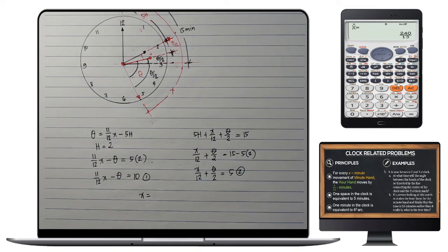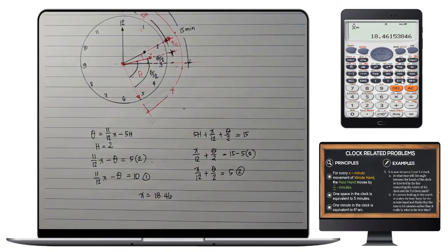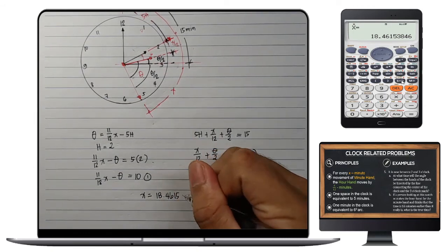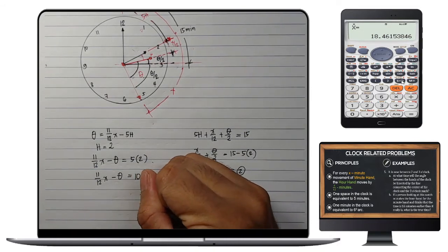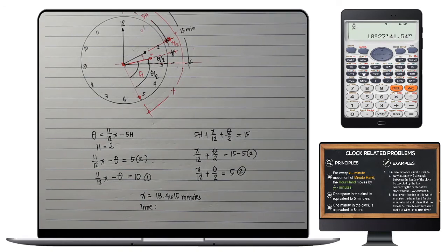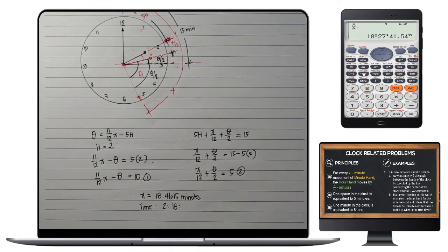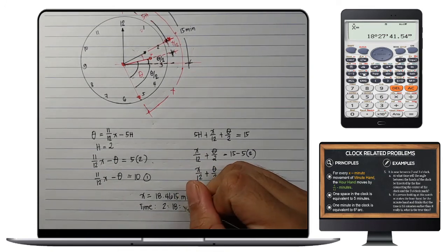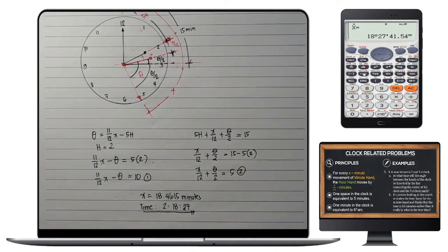So yung lalabas dyan, this is x, yung una natin, 18.46. So x natin is 18.4615 minutes. So hindi naman kailangan yung theta. Since ang tinatanong ay at what time, so yung time natin again from the 2 o'clock mark. So let's have this, that is at 2:18:27. So yan yung time natin.